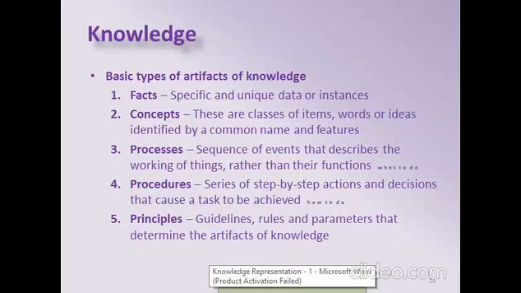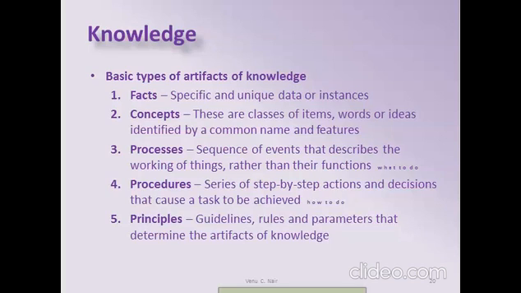We have been discussing artifacts in the previous class. Artifacts are artificially generated facts. Basically, there are 5 types of artifacts of knowledge. They are facts. Facts means specific and unique data or instance. Then concepts. These are the classes of items, words or ideas identified by a common name or features. By a common name, we will be identifying some words or ideas. They are called concepts.